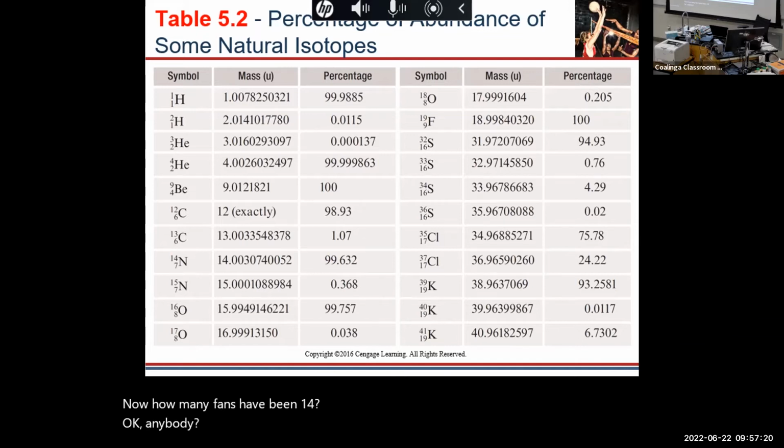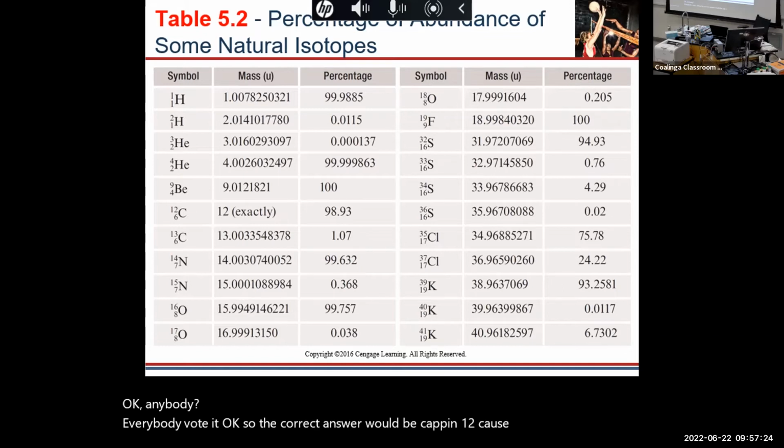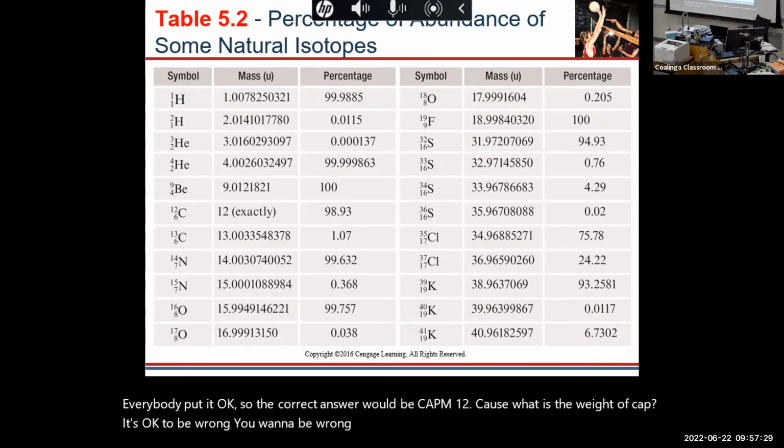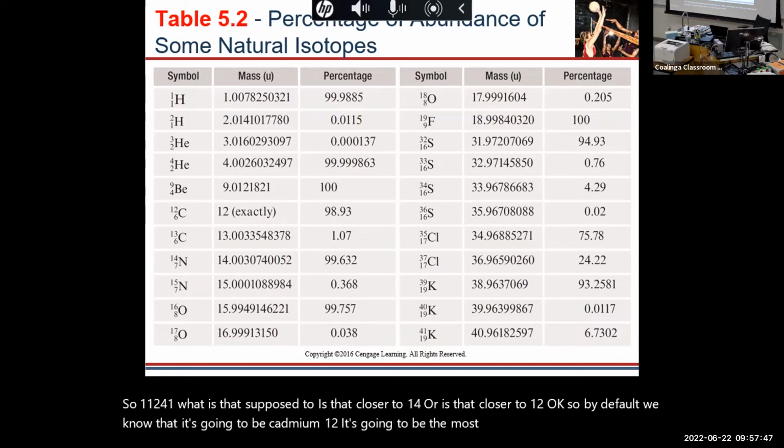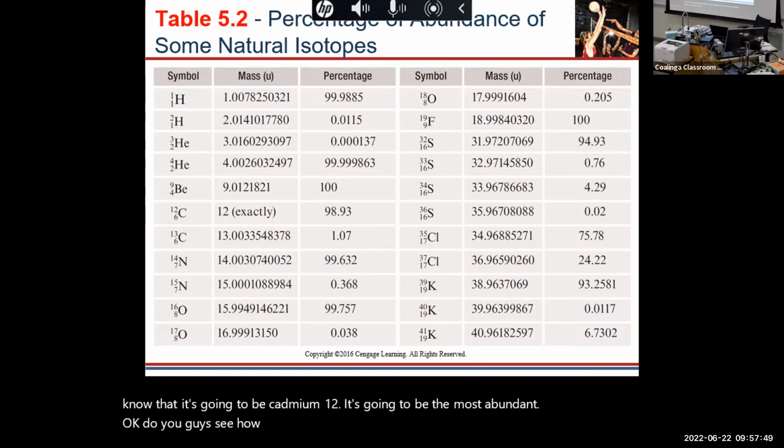Everybody voted? Okay. So the correct answer would be cadmium 12, because what is the weight of cadmium? It's okay to be wrong. You want to be wrong today, because you don't have to be wrong tomorrow. It's 112.41. What is that closer to? Is that closer to 14 or closer to 12? So by default, we know cadmium 12 is going to be the most abundant. Do you see the logic behind it? Yes.